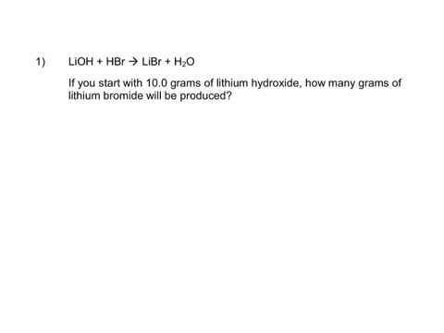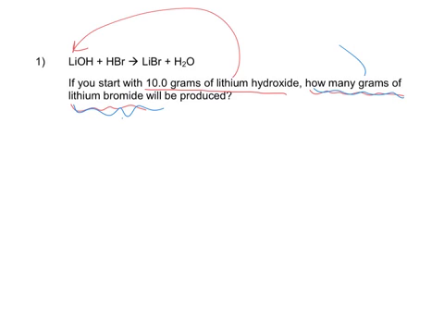Okay, so in this problem, we are trying to start with lithium hydroxide and react that with bromic acid to form lithium bromide and water. It's telling us that we are starting with 10 grams of lithium hydroxide, which is that guy there. And it's asking how many grams of lithium bromide will be produced. So that's what we're trying to figure out. Essentially, if I have 10 grams of lithium hydroxide, how much product am I going to form?